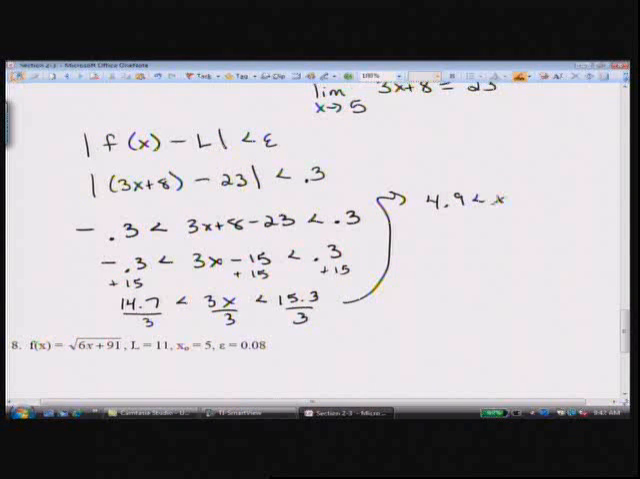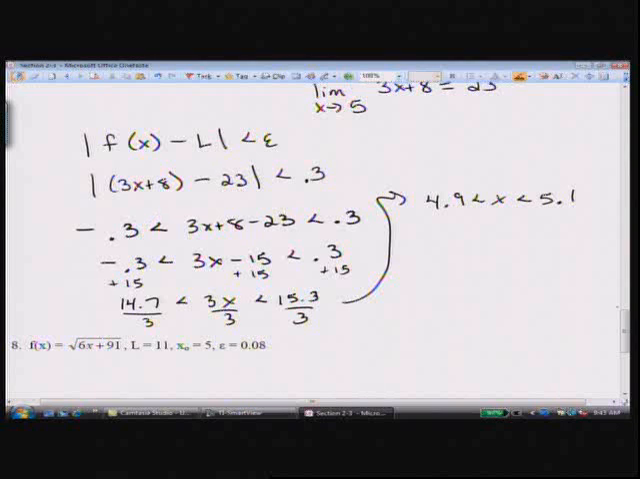4.9 is less than x, which is less than 5.1. Okay? So that is the interval. As long as I select x's within 4.9 and 5.1, I will get L's that are within 0.3 of the true value of 23. So 23.3 to 22.7. Does that make sense?